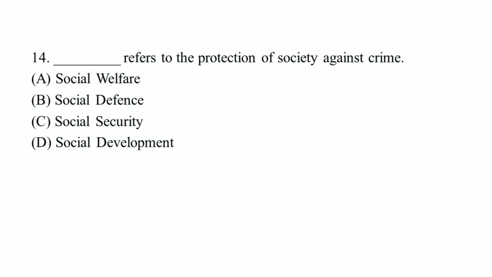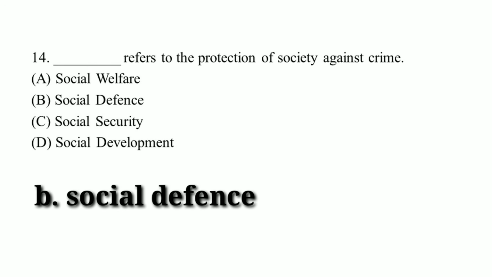Next one, dash refers to the protection of society against crime. Option A, social welfare. Option B, social defense. Option C, social security. And option D, social development. So the right answer is option B, social defense. So social defense refers to the protection of society against crime.